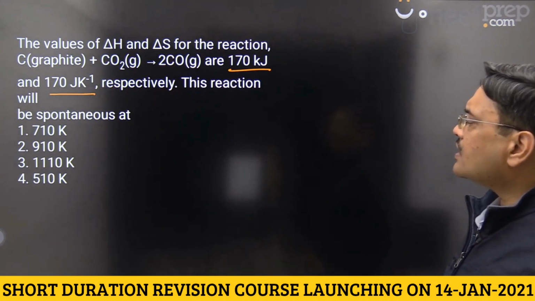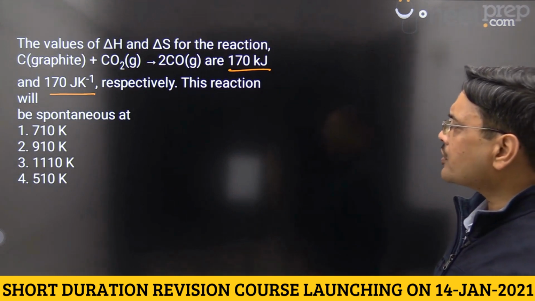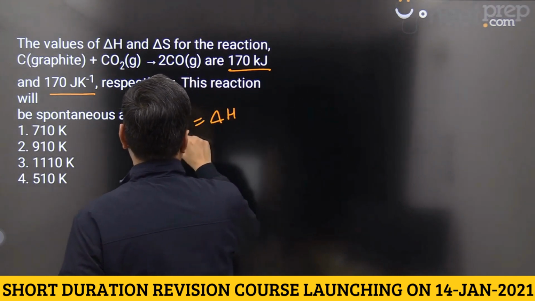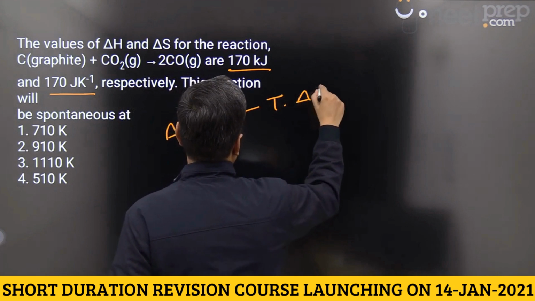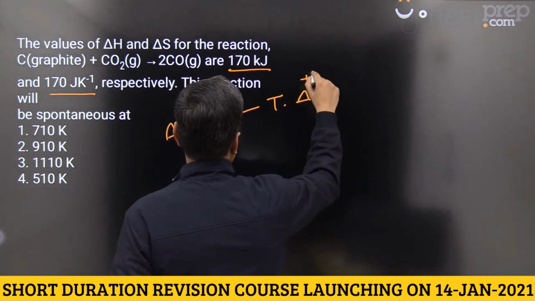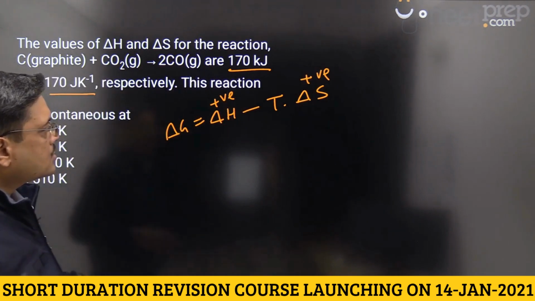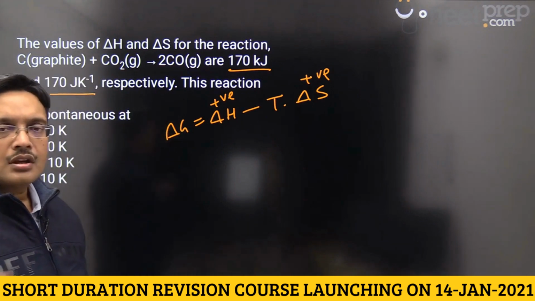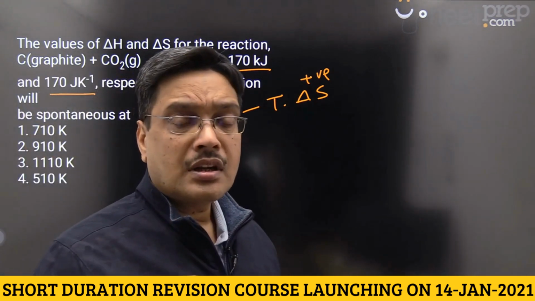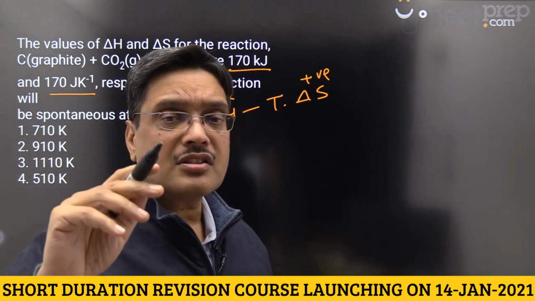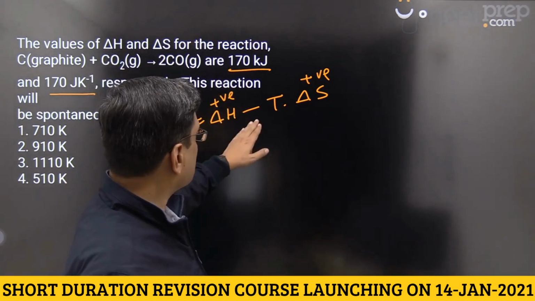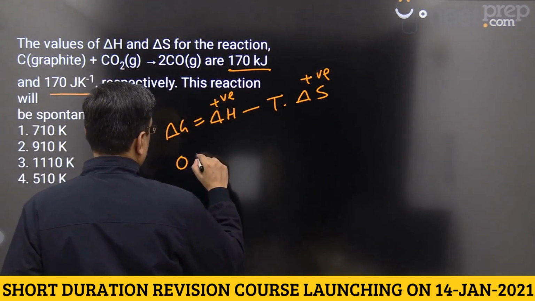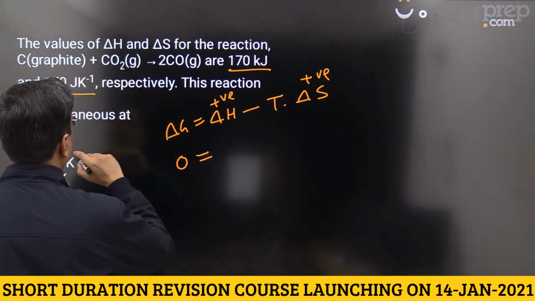The value of delta H and delta S for the reaction: yes, the reaction will be spontaneous. Again you see, because delta G is equal to delta H minus T into delta S, it is positive. Right? So for a spontaneous reaction, T into delta S must be greater than delta H. Firstly, you calculate the temperature at equilibrium, and then the temperature should be higher than that. Temperature should be high for the spontaneous reaction. Now put the values. Delta G is equal to 0, because we assume the reaction is at equilibrium.